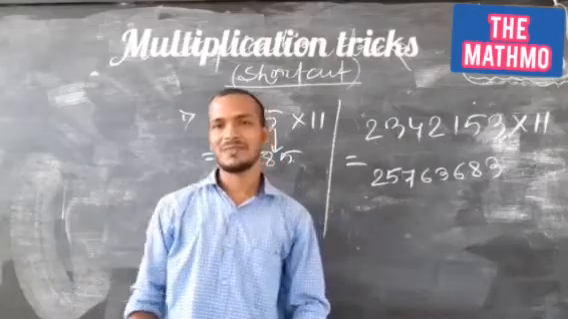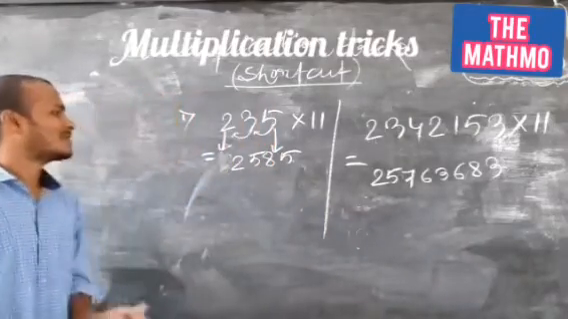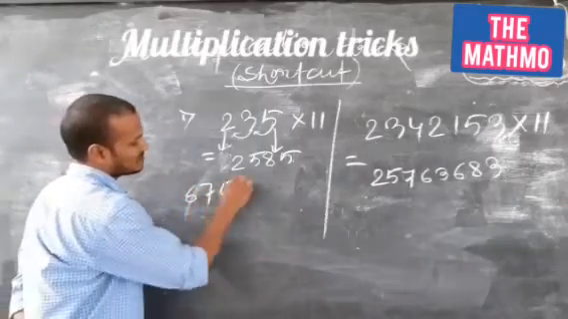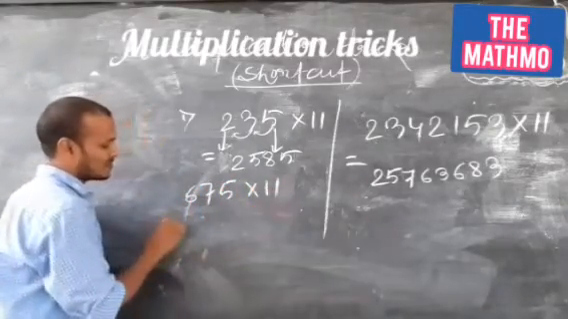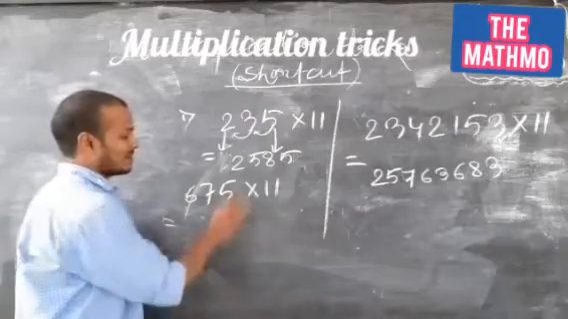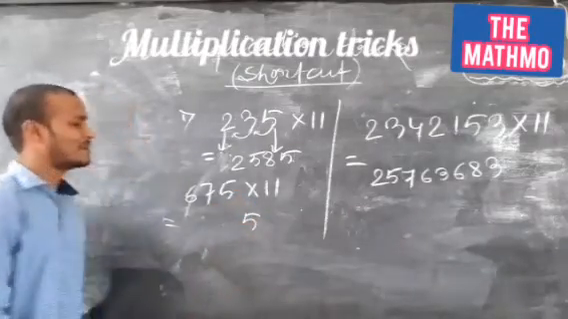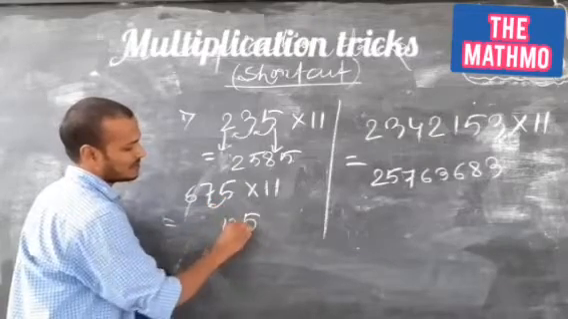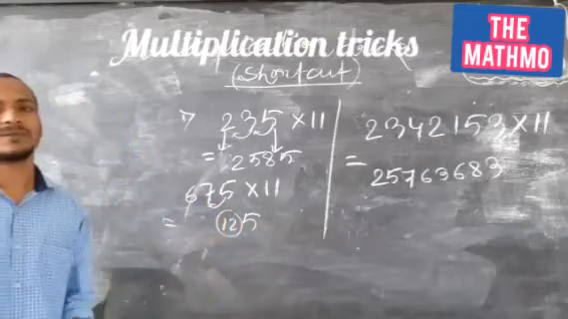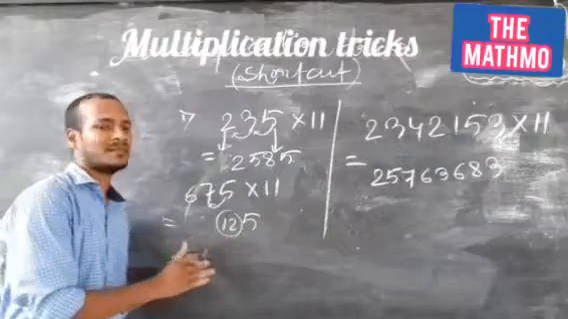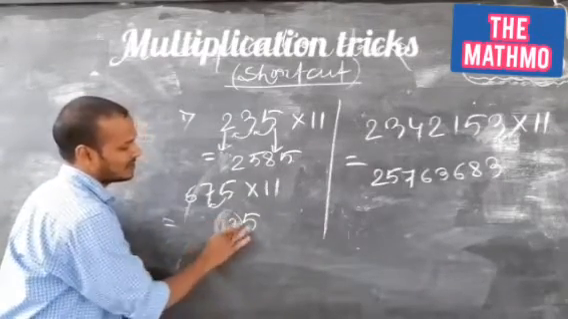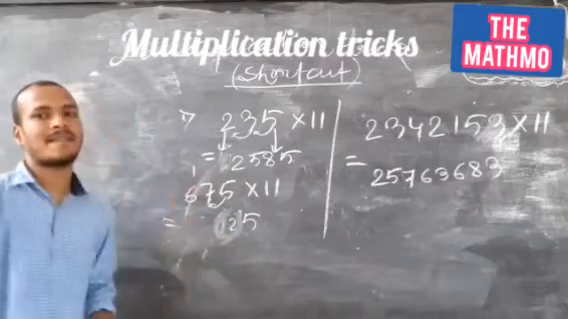So there will be a different case. Let us see this one. When you multiply with 11, this one will be 5. Then 5 plus 7 is 12. For that you cannot write 12 here. You have to write only one digit. For 12 you write only 2 and 1 will be carried.